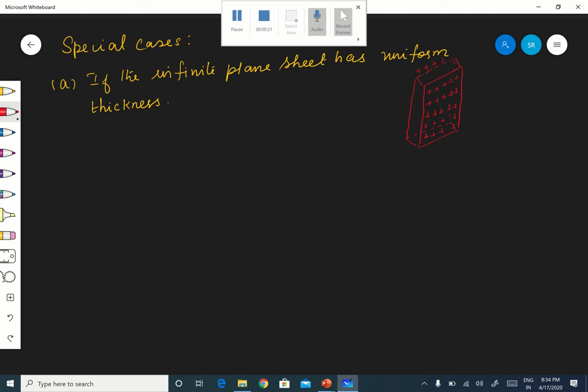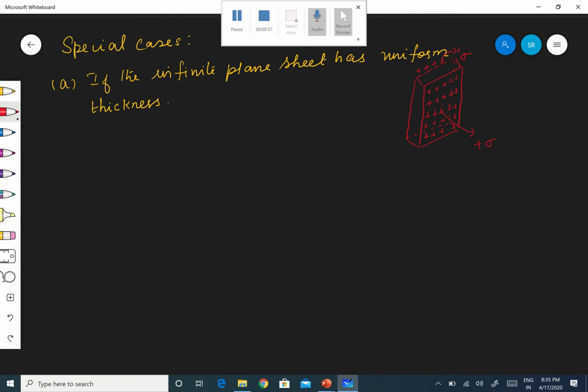Then the charge, therefore, it has two surfaces, the two faces. In both it has a thickness, therefore this is the front and that is the back. In both there will be charges uniformly distributed. Let the charge density be sigma. Here also plus sigma, the front also plus sigma, and the back also plus sigma. The surface charge density is plus sigma.